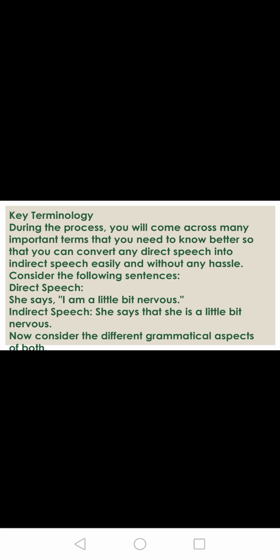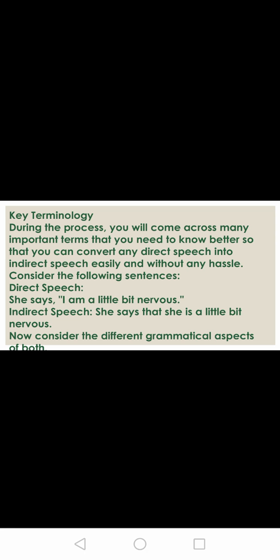Consider the following sentence. Direct speech: She says, "I am a little bit nervous." Indirect speech: She says that she is a little bit nervous. You are able to see there is no quotation mark in indirect speech, but the words change according to our own language, but the meaning is not changed.